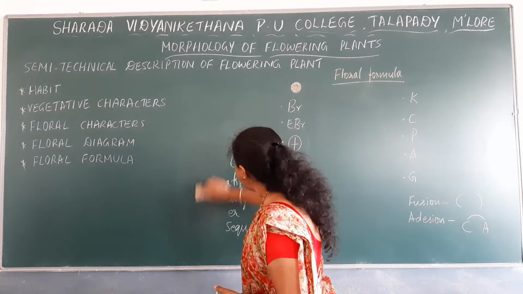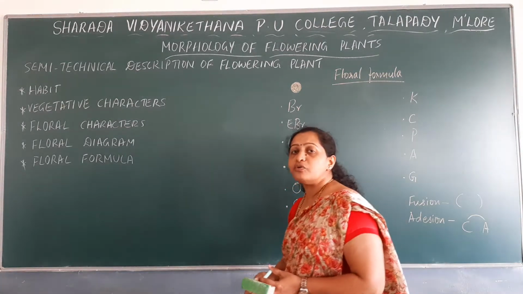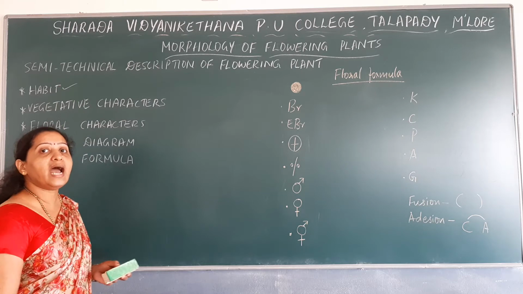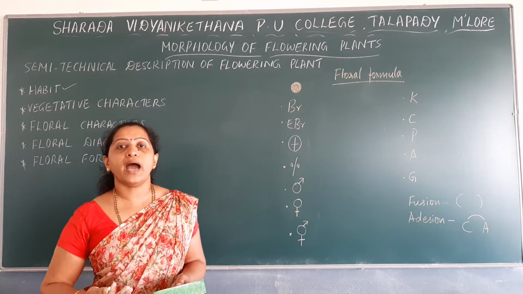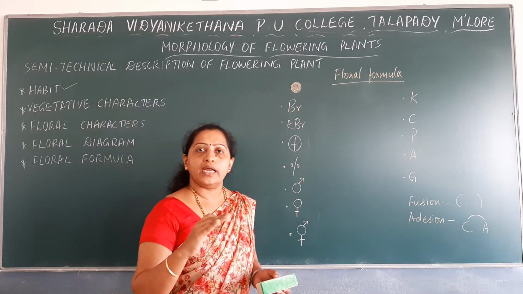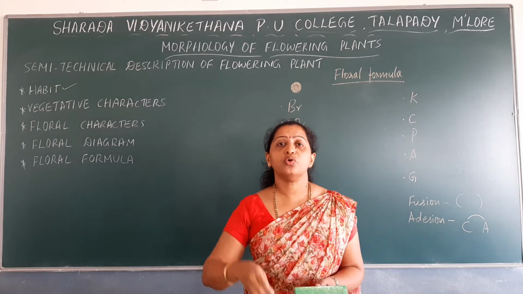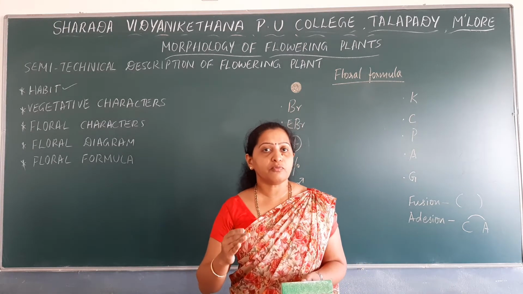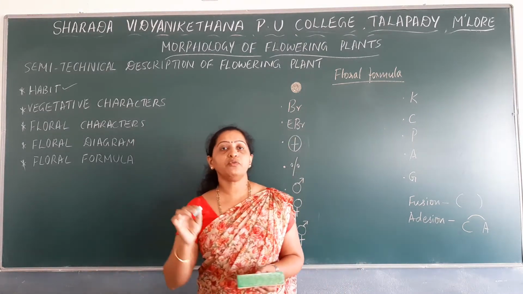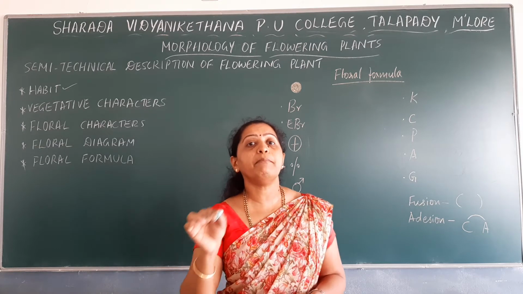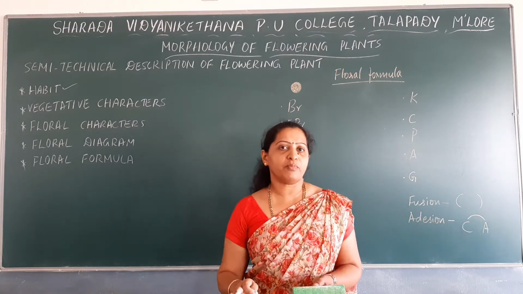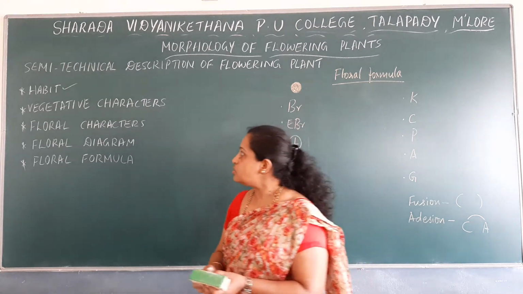For the semi-technical description of a flowering plant, first we have to give the description about the habit of the plant. What do you mean by the term habit? Habit is whether the plant is a herb, a shrub, or a tree. And you have to note that there is a difference between habit and habitat. Habitat is a dwelling place. Habit is the form of a plant, whether it is a herb, shrub, or a tree.